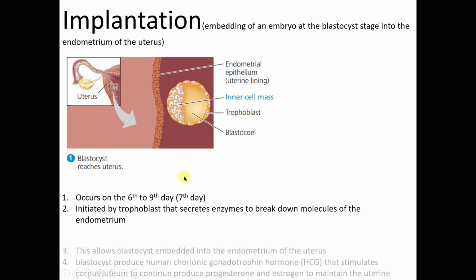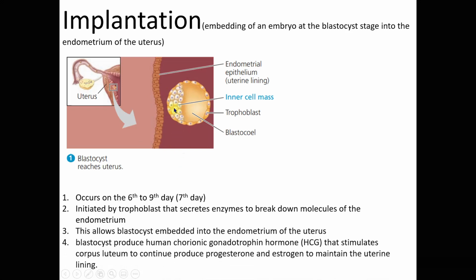Okay, so now after the molecules of the endometrium have broken down, this will allow the blastocyst to be embedded into the endometrium of the uterus. Now, the presence of this blastocyst will produce human chorionic gonadotrophin hormone, right? Mind the spelling here, or HCG, that stimulates the corpus luteum to continue to produce progesterone and estrogen to maintain the uterine lining.